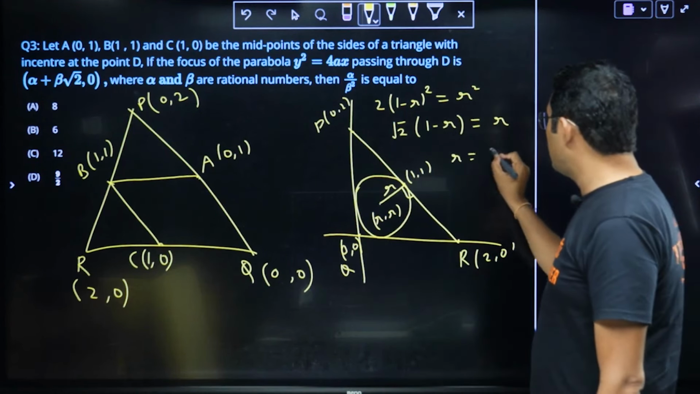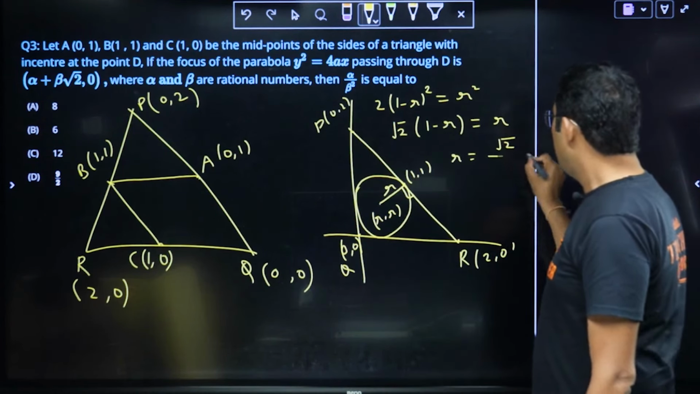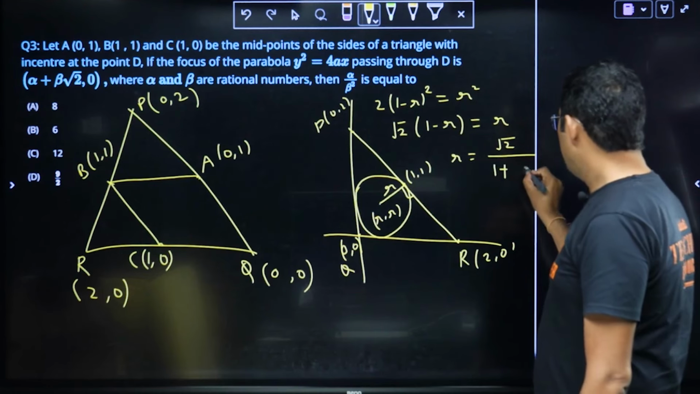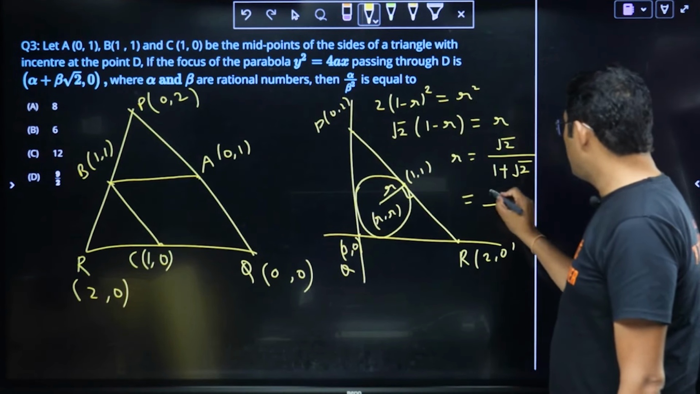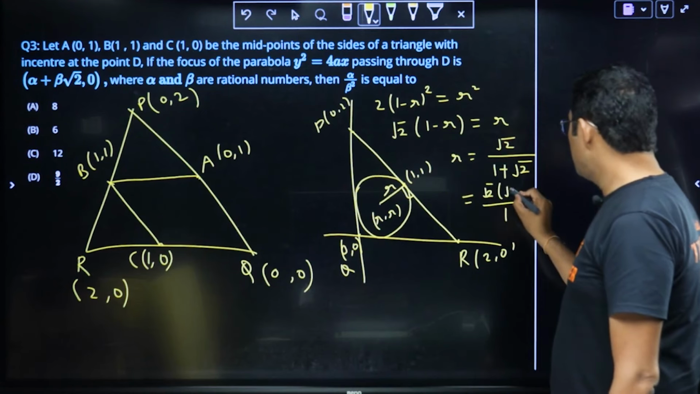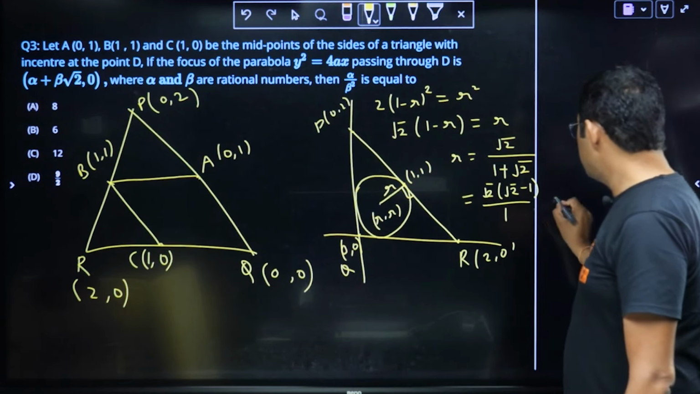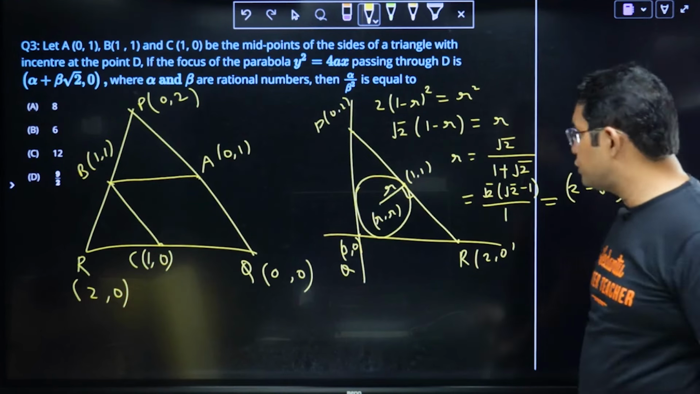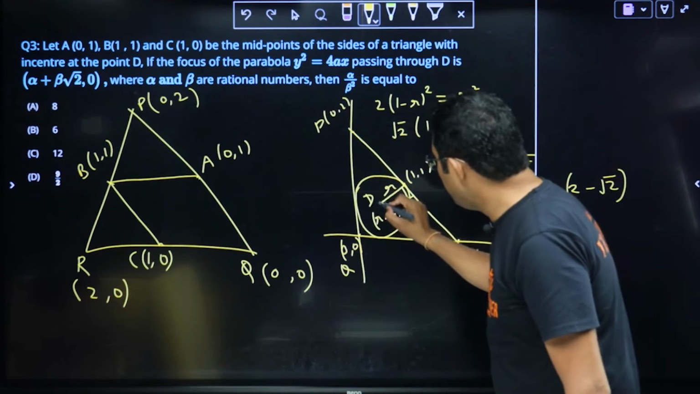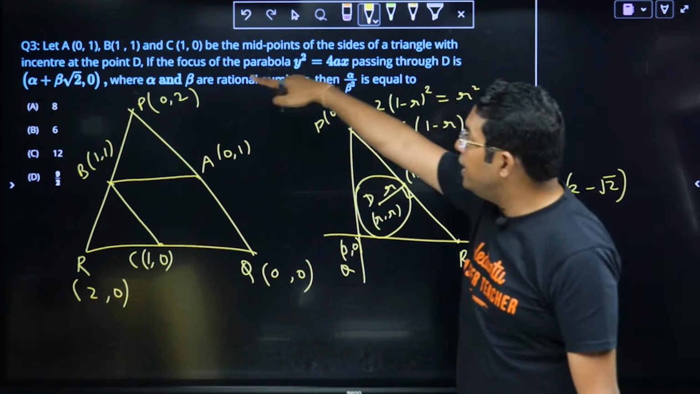Now my r is coming out to be root 2 in the numerator upon 1 plus root 2. We can rationalize it. We will be getting 1 here, and it will be root 2 into (root 2 minus 1) here. This is actually 2 minus root 2. That is the value of r actually. So that is the coordinate of incenter, and here they are saying incenter as D.